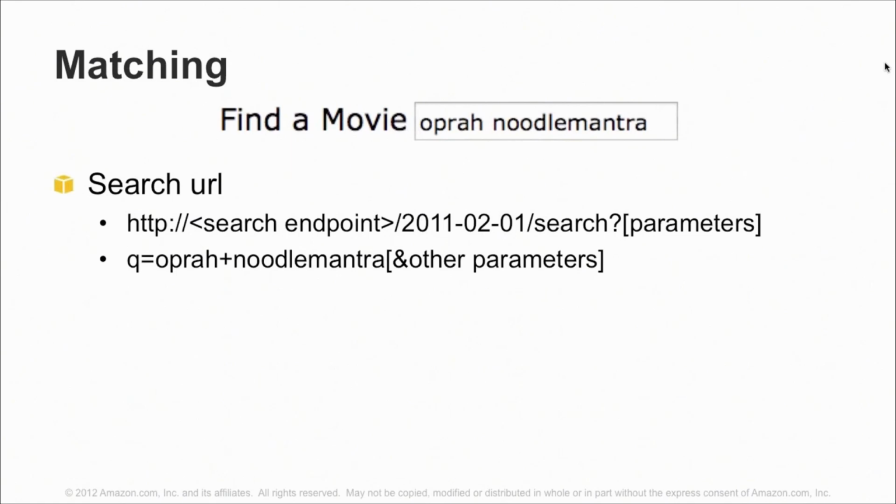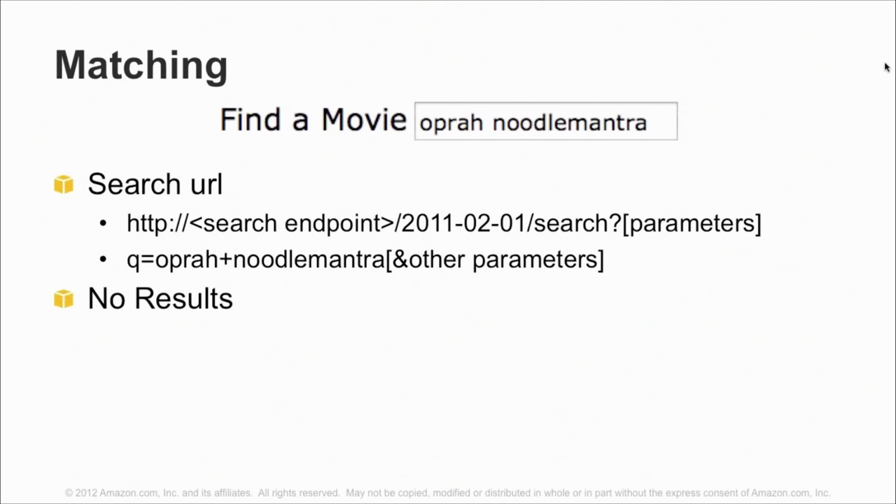If we search for Oprah Noodle Mantra, and I'm showing here the URL so that we can get an idea of how that happens. Within our URL, we send HTTP, and then we use our search endpoint, which CloudSearch gives us. And then the path is specified as the API version, in this case 2011-02-01, as well as the search path, and then our search parameters. In this case, we use q equals Oprah Noodle Mantra. That is, q equals matches against all text fields in the domain. We also would be able to specify other search parameters using standard URL syntax with ampersand and add our other parameters. Well, if we search for Oprah Noodle Mantra, not surprisingly, we get no results.